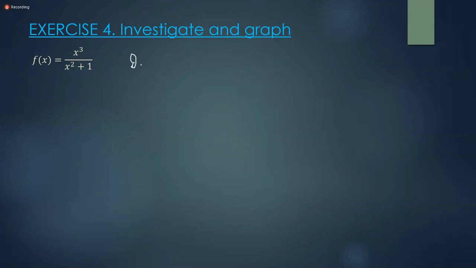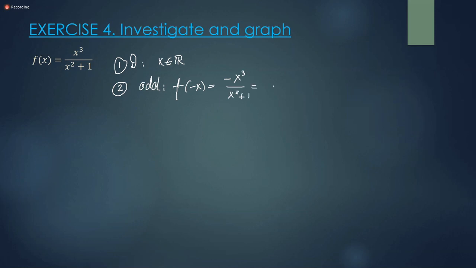So, the domain, evidently, all real numbers. The function is, as we see, odd again, because f of minus x is minus x cubed divided by x squared plus 1. That is the opposite of the function value itself. When we replace x by minus x in both powers, we get this. So it's odd. Now the intercepts, the zeros.